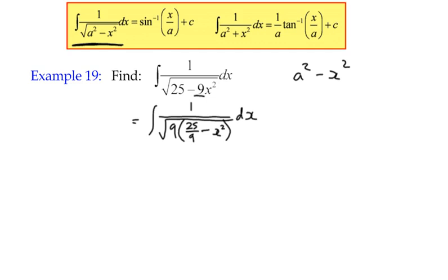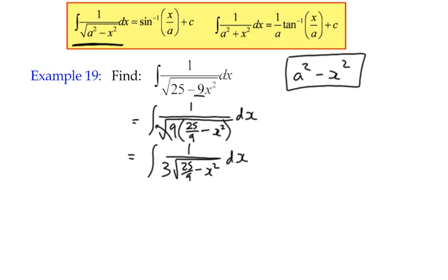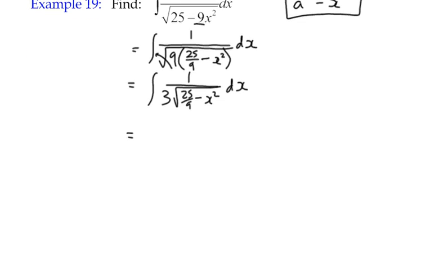If I'm taking that 9 out of the square root sign, then I'll have to take the square root of 9, and I'm left with that coefficient of 3 times the square root of 25 over 9 minus x squared, with respect to x. I've nearly got it in this form of a squared minus x squared. Basically I need a difference of 2 squares. I can take the third out there, that 1 over 3. I've got 1 over the square root of 5/3 squared minus x squared with respect to x, and that is me with my integral in the correct form.